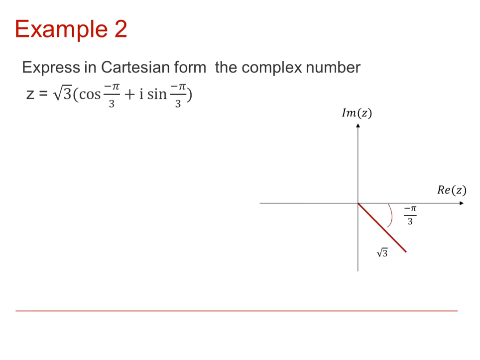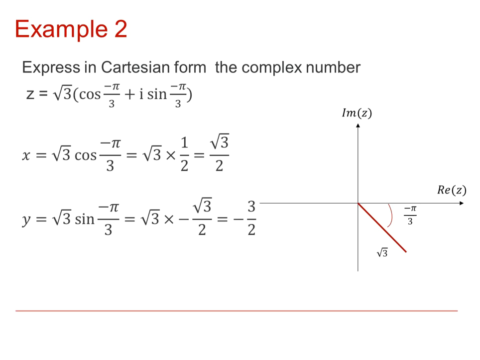Here's another one where we've got the complex number again in its modulus and argument form, so that we've got root 3 for the modulus and this time negative pi by 3 for the argument, so you can see it on the Argand diagram there. X is root 3 multiplied by the cosine of negative pi by 3, and that gives us root 3 over 2, and y using the sine of negative pi over 3 gives us negative 3 over 2.